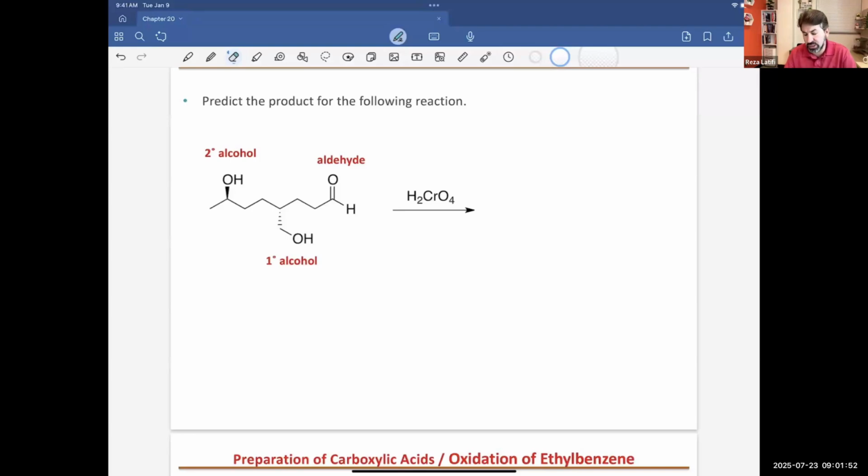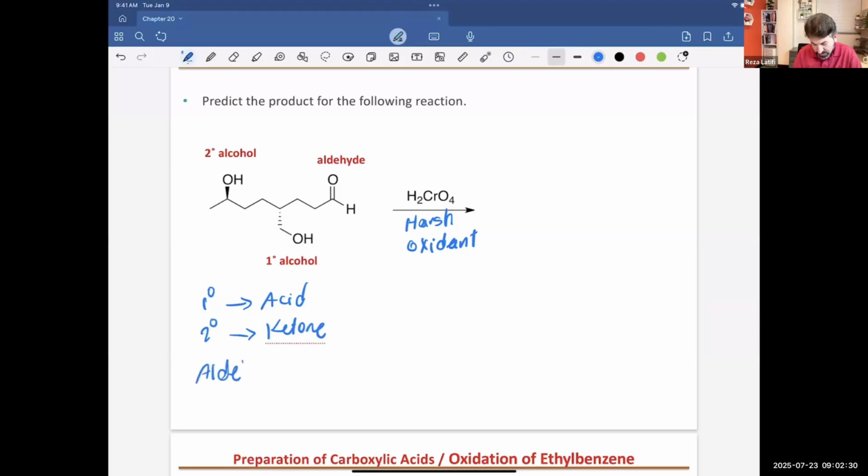Now, when we run oxidation, depending on whether we are using a harsh oxidant or a mild oxidant, we get a different product. In this case, we are using chromic acid, which is a harsh oxidant. That means if it's possible, it will take a primary alcohol and turn it to an acid rather than an aldehyde. So the primary will turn to an acid by a harsh oxidant, and the secondary will turn to a ketone. And if you have an aldehyde, you can oxidize it and turn it to an acid. And again, is it possible to oxidize the ketone? No, this one is not going to happen.